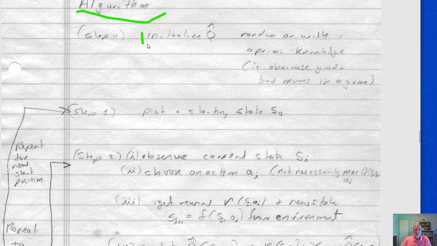First thing to do is initialize Q hat. It's like initializing the weights of a neural net. You can randomize these numbers. Or if you have some knowledge about what are good or bad moves within the system, you can a priori stick those in. So, for example, if you're playing a game, and you know some good strategies based on certain states, you can pre-program those into the Q function.